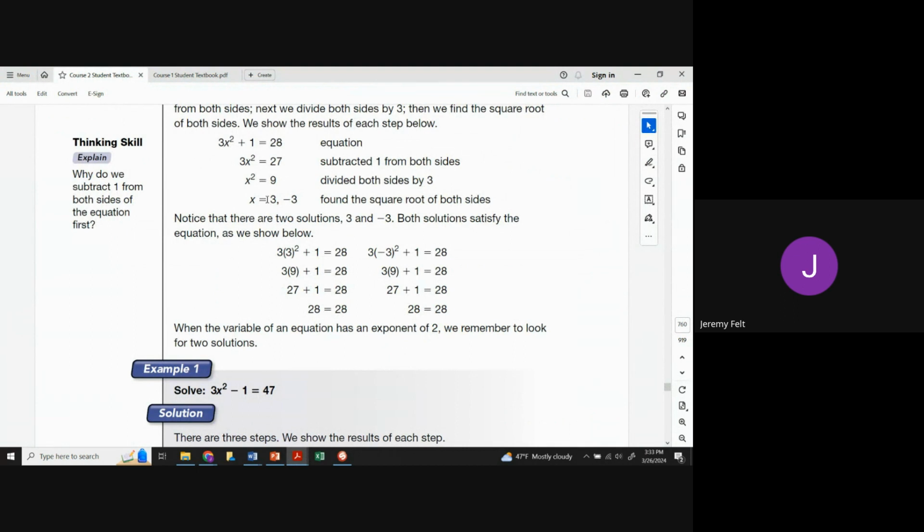So we did everything and we ended up with the 2 here. And if we put in 3 or negative 3, it works out to be true. We have a problem where we have more than one solution. That's okay. That's right. So obviously, if you see an exponent of 2, there's a good chance that you're going to have 2 solutions. So just be aware of that.